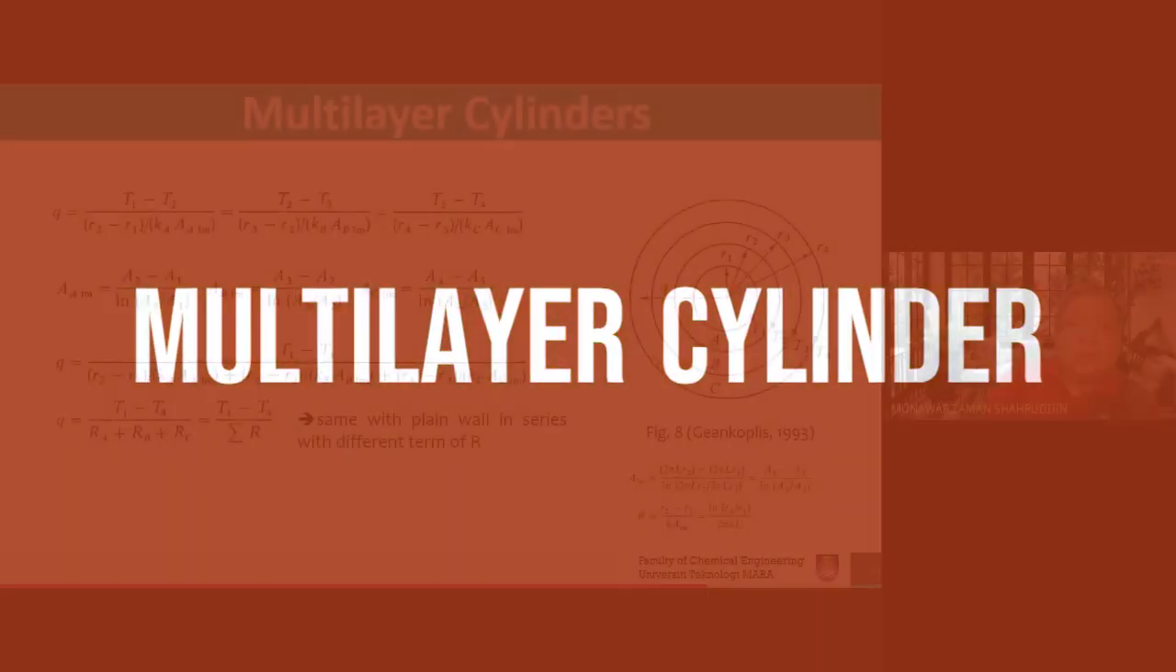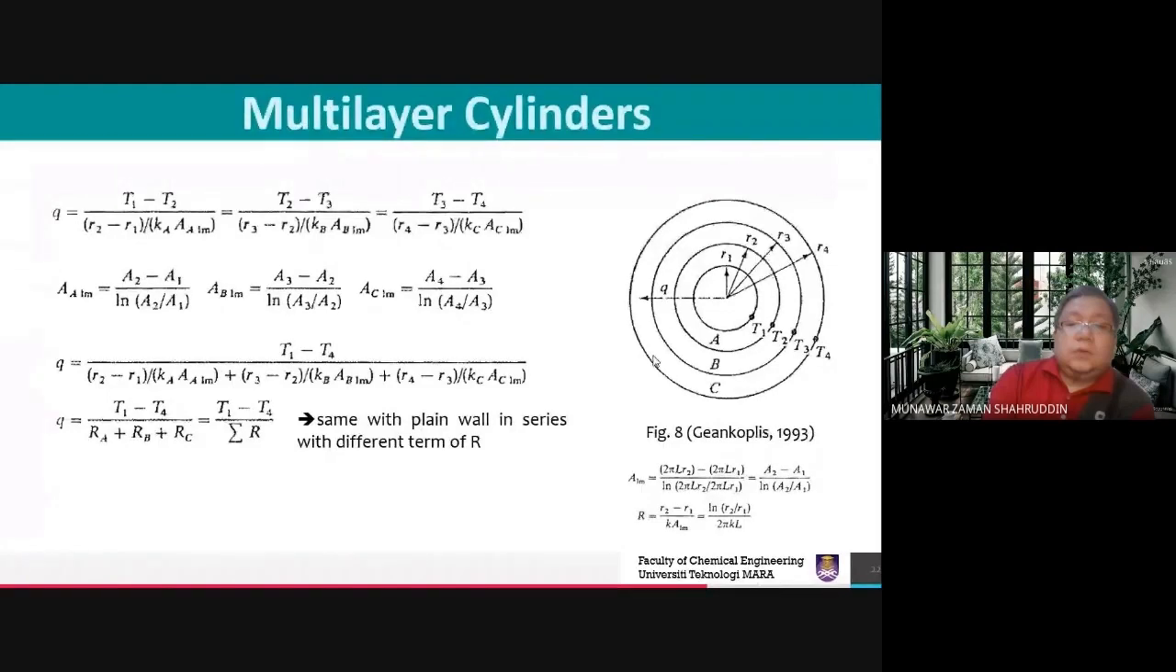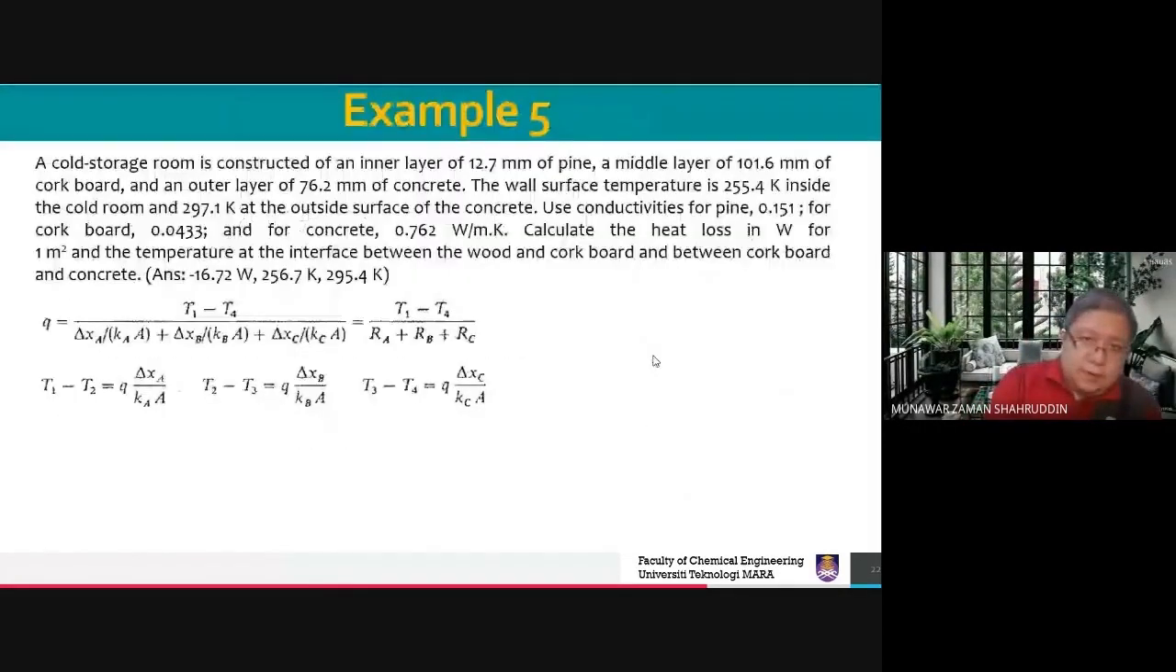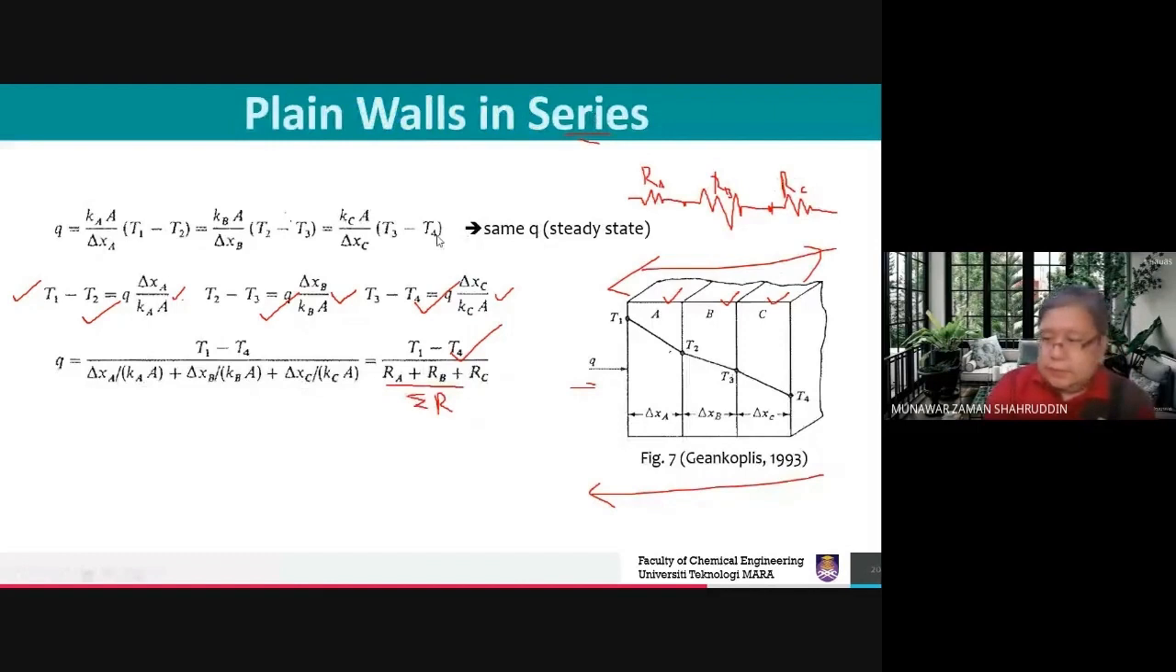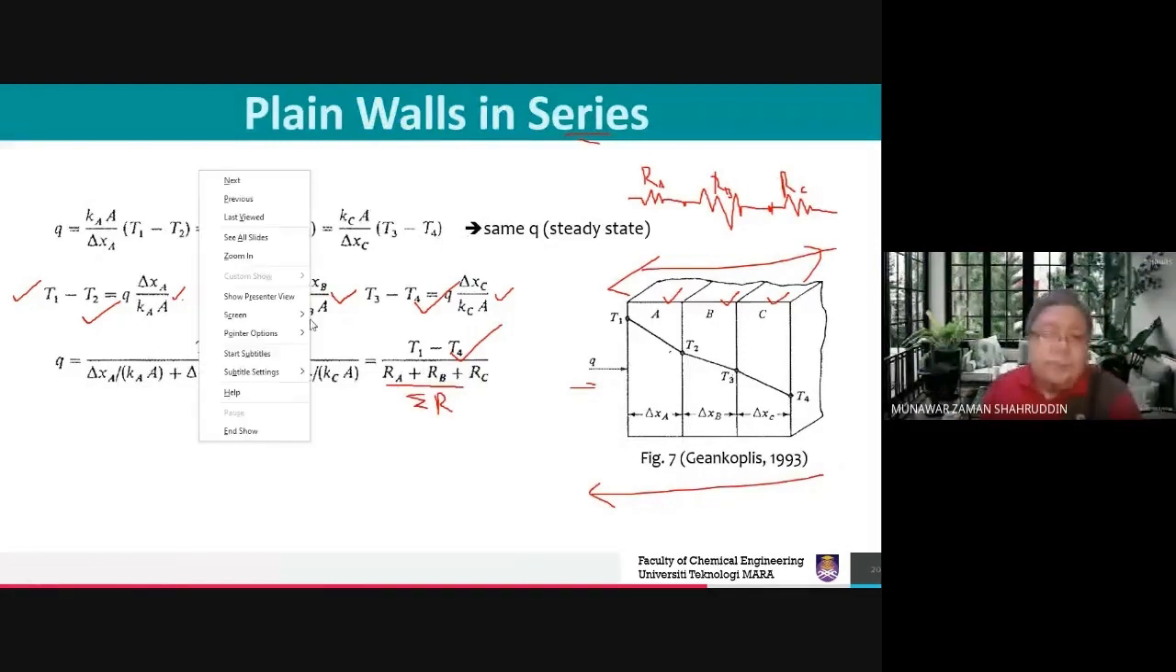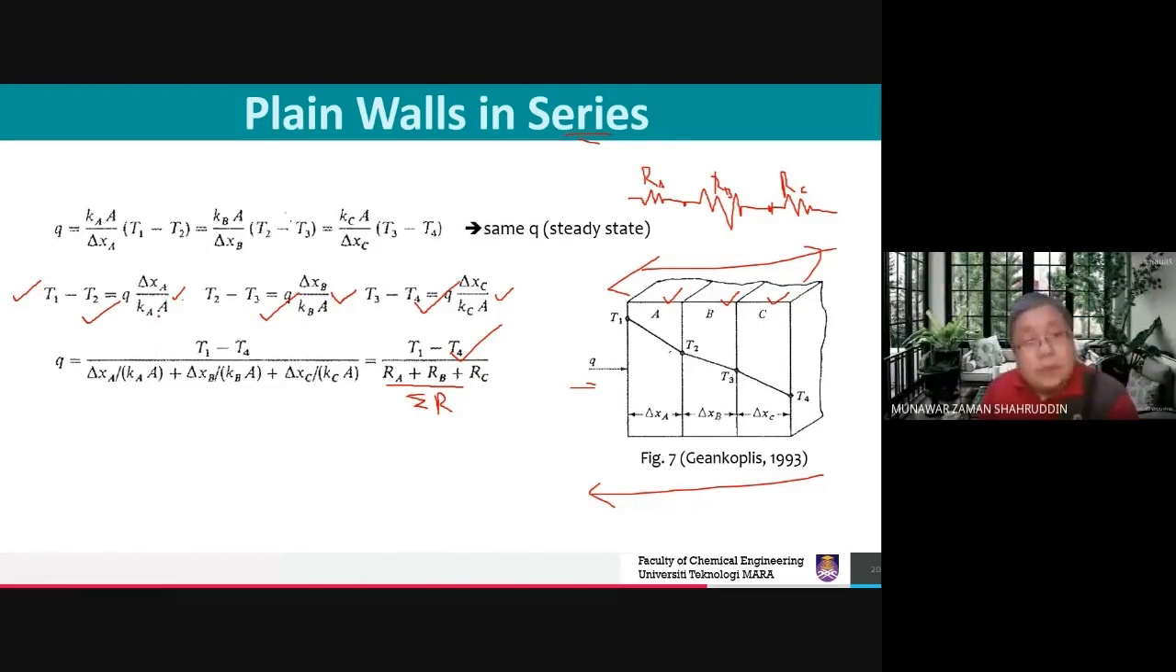Okay, then we go to the multi-layer cylinders. Same as the plane wall in series, with different terms of R. It still remains the same. Lucky for the plane wall, because if you look at the equation of the plane wall just now, the value of A is the same.